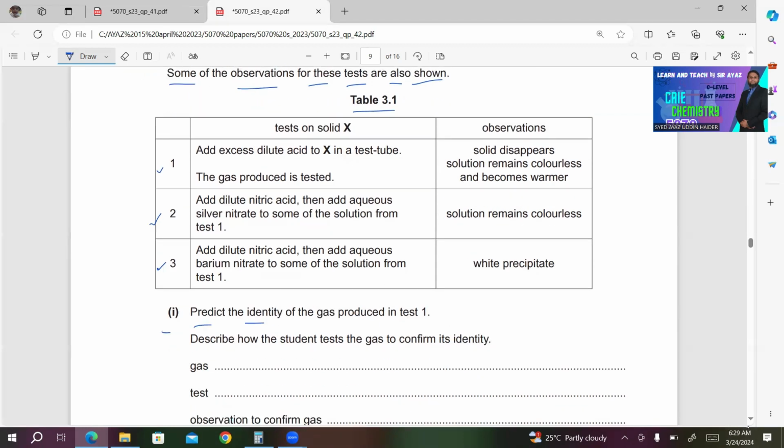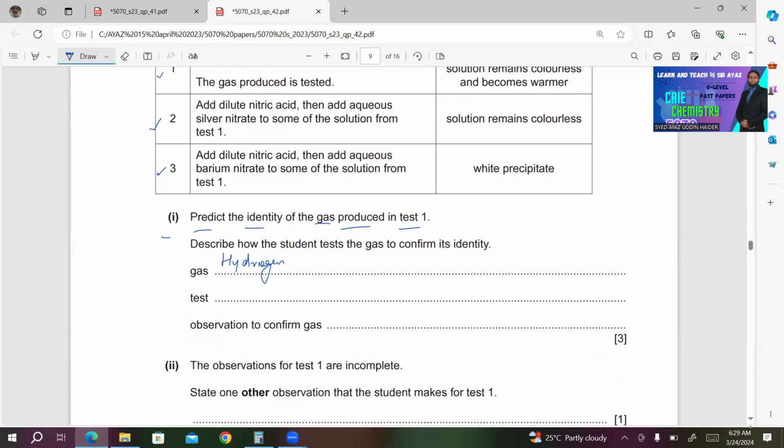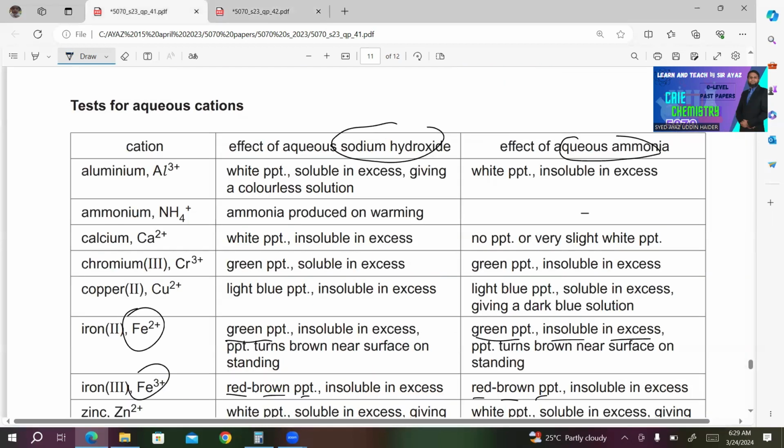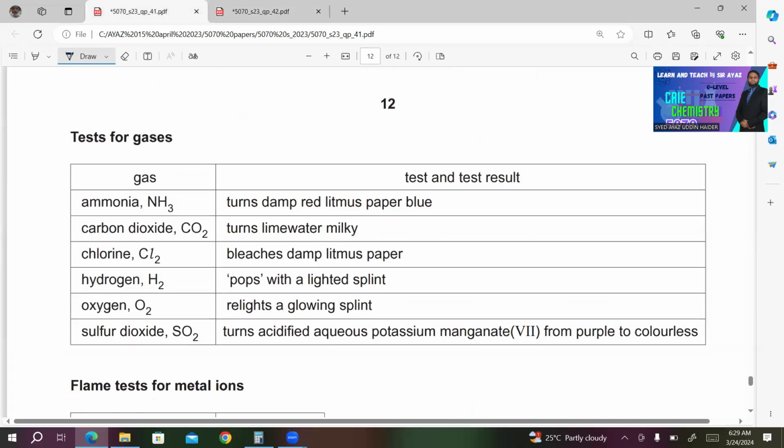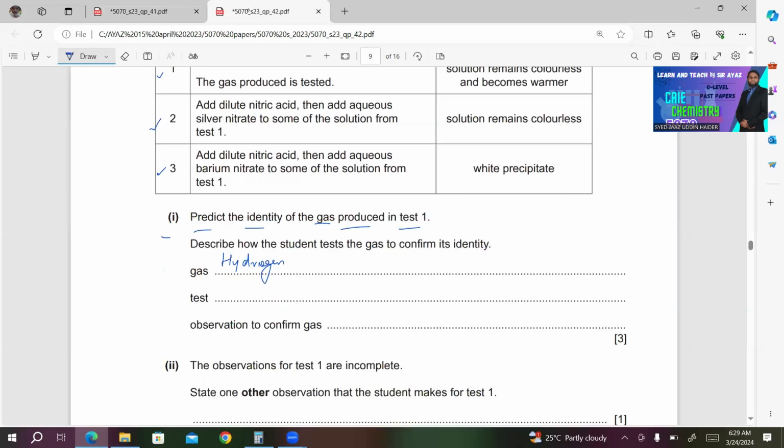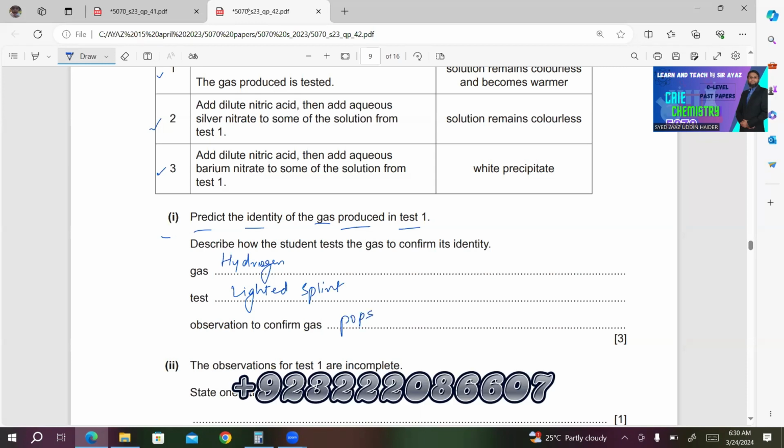Number 1. Predict the identity of the gas produced in test 1. So it's a reaction between metal and acid, and you will always get hydrogen gas during this reaction. So you'll write hydrogen. Now they are asking about the test and the observation to confirm the gas. So we'll see the test and observation for the gas from here. Here's the gas, hydrogen gas H2, pops with a lighted splint. So you'll write test: lighted splint, and observation will be pops, or pop sound.